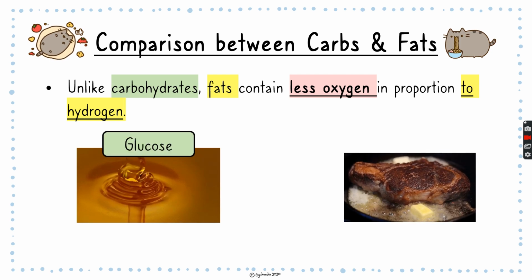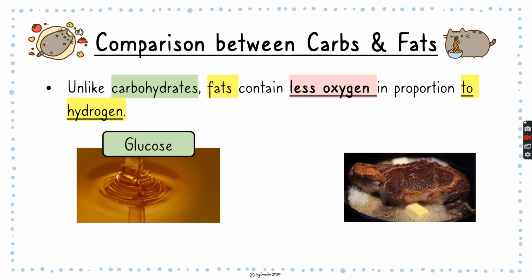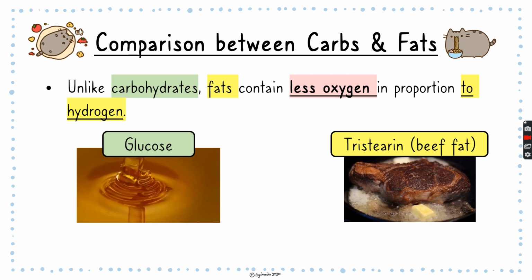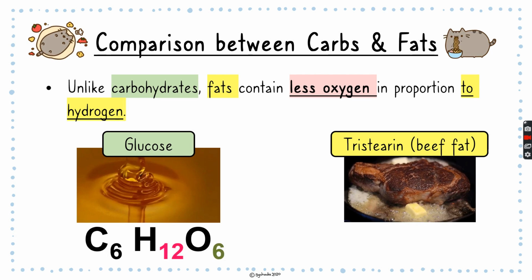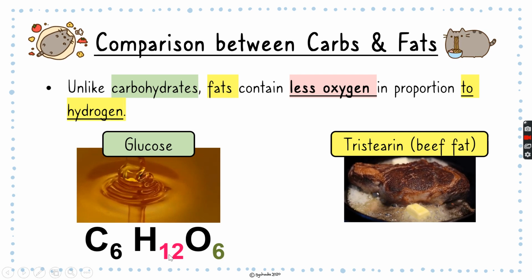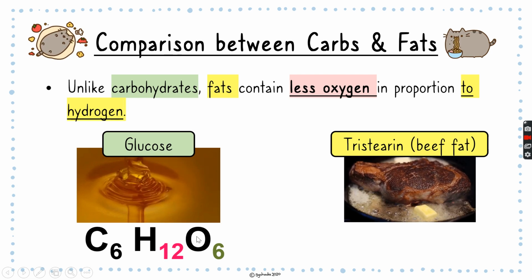So just so you know, your honey there contains half glucose and half fructose. And you have right there steak and a lot of butter sizzling hot. And here you can find this type of fat called triglycerin, which is beef fat. So glucose has a molecular formula of C6H12O6. So if you actually check the ratio here, it's 2:1 as well for hydrogen and oxygen.